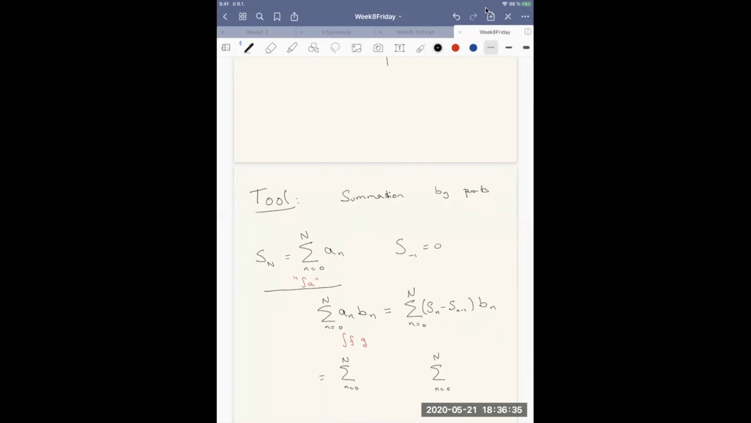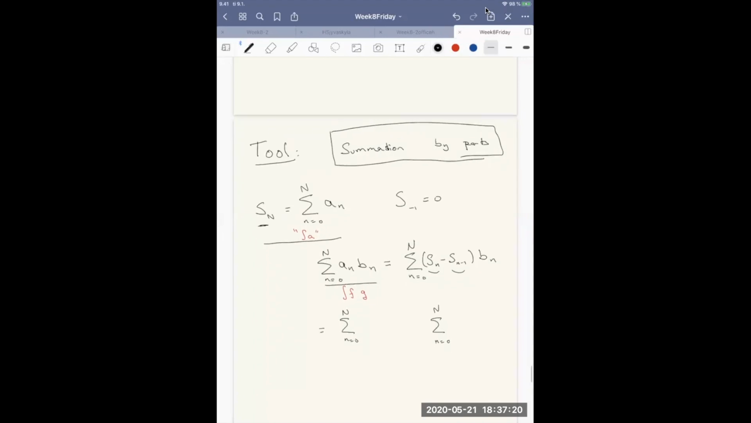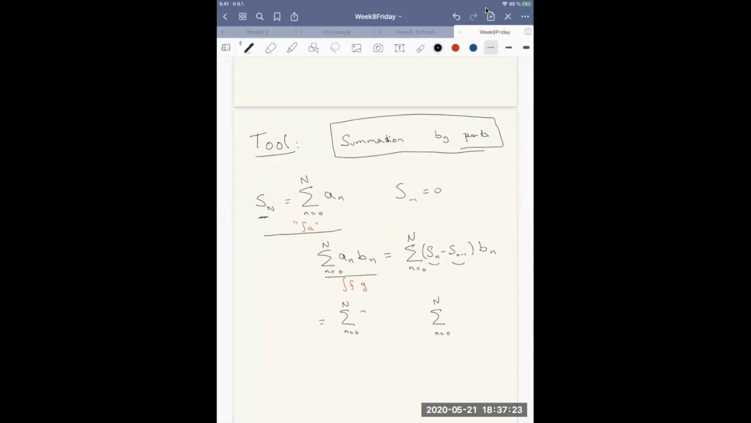And the tool is called summation by parts. It's a way of changing a sum into a different form. So let's recall the partial sums of a_n, S_N, and for notational reasons, let's define S_{-1} to be equal to 0. So consider the sum from 0 to capital N of a_n b_n. Now a_n is the difference of two terms, S_n and S_{n-1}. And this we can now split into two different parts. So we have S_n b_n minus S_{n-1} b_n.